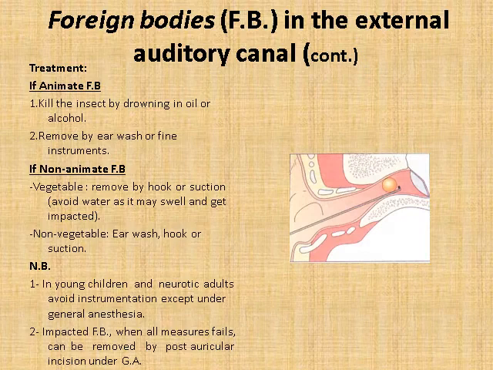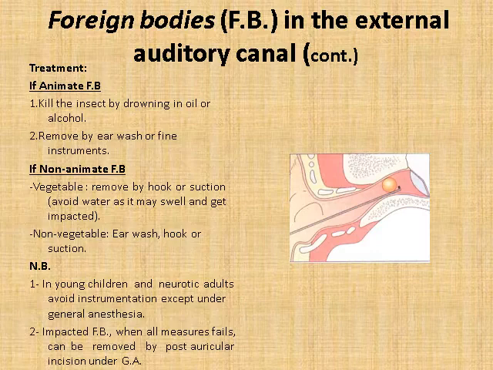Treatment will depend on the type of foreign body. If the foreign body is animate, then we'll have to kill the insect first by drowning it in alcohol or in oil, and then remove the insect either by ear wash or by a suction or fine instrument.